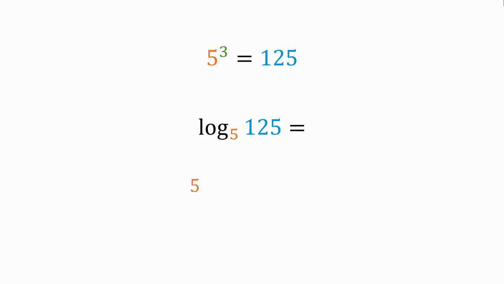What this is basically saying is if we start with 5 and we want to get to 125, how many steps of multiplication of 5 by itself will that require? How many times will 5 repeat itself? And the answer is, as we know, 3.